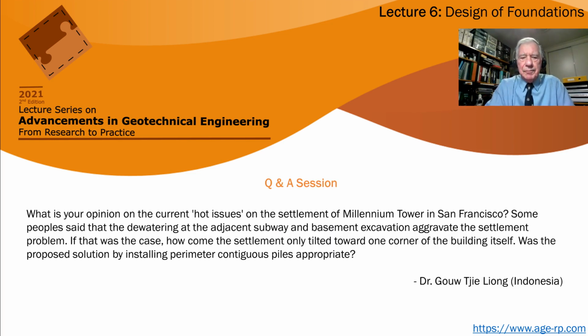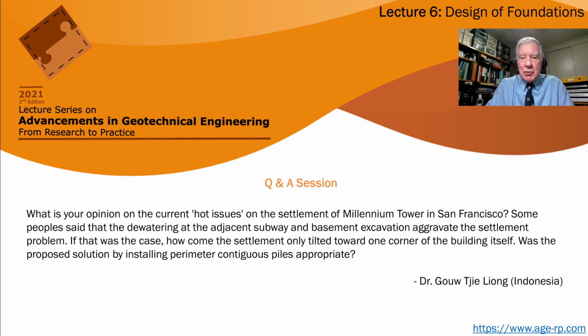This first question comes from Dr. Goh from Indonesia. He just asked, what's your opinion on the current situation of Millennium Tower in San Francisco? Some people believe that the dewatering of the adjacent subway and basement excavation might have aggravated the settlement problem. However, if that was the case, how come the settlement was only tilted towards one corner of the building itself? Was the proposed solution of installing perimeter contiguous piles appropriate?